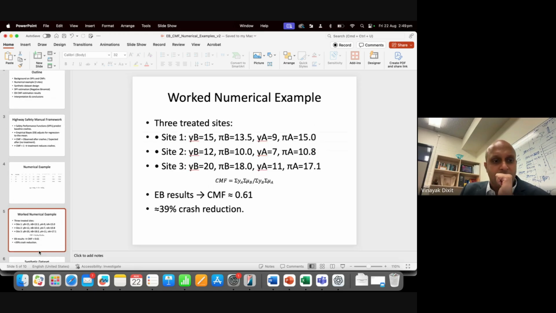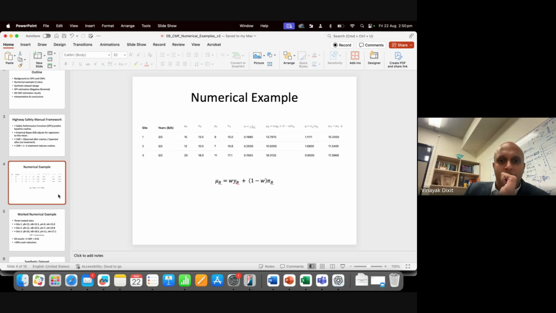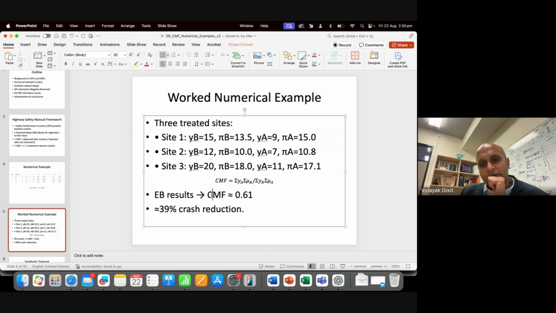Now, let's go to the next slide. This is what it's telling me. YB is equal to 15, 12, 20. Pi B is 13.5. So you get all your pi's. My crash modification factor is basically the sum of YAs, 9 plus 7 plus 11, that is 27, divided by mu A. When you do all of this, you get a crash modification factor of 0.61.